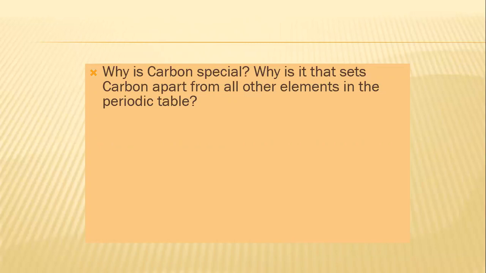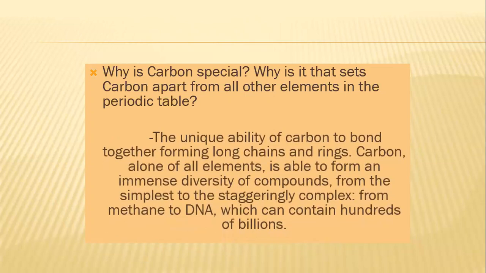Why is it so special apart from other elements? Just because it has the catenation property, self-linking of atoms. It doesn't require the help of any other atom. It can link to itself infinite times. It also has tetravalence. The unique ability of carbon to bond together, forming long chains and rings, and functional groups and a variety of compounds. So carbon alone of the elements is able to form immensely diverse compounds.